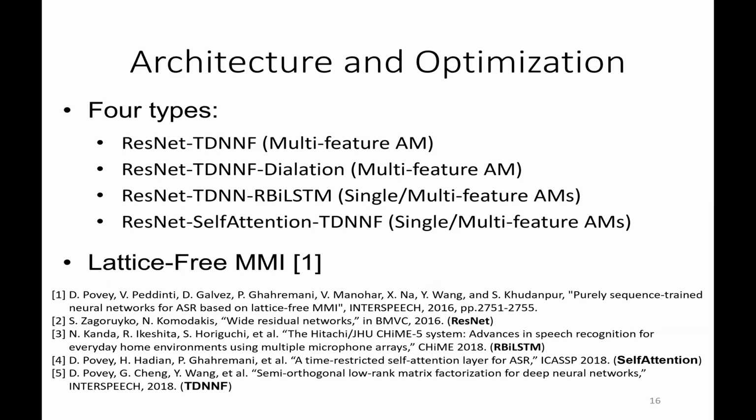For the model architecture, 4 types are used with different combinations of ResNet, residual BLSTM, and TDNN with self-attention and dilation settings. All 4 networks are applied for the multi-feature AM, while only 2 networks are applied for the single feature AM. In total, we have 6 acoustic models. All these models are optimized by lattice-free MMI.